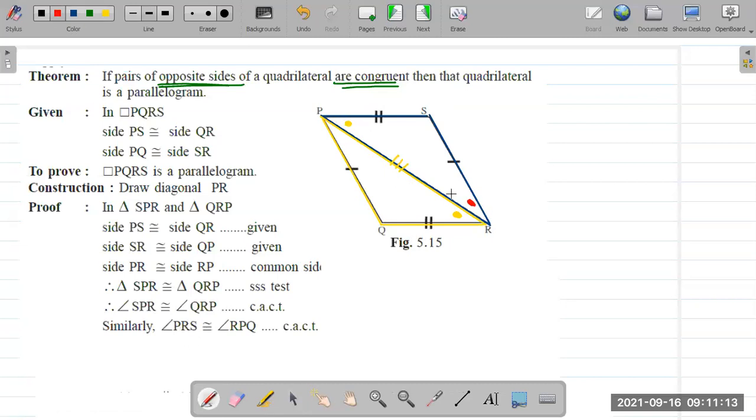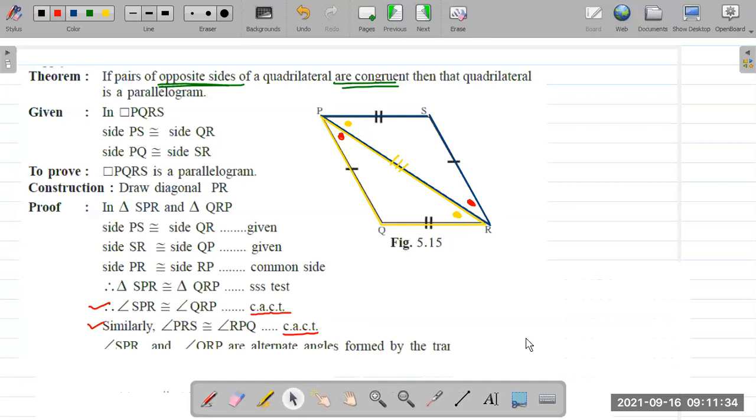Likewise, we can say angle PRS, this angle, is equal to angle RPQ, this angle. So these two pairs can be proved by CACT, corresponding angles of congruent triangles. So we have proved that these two pairs of angles are congruent. Now we are going to use which property? We use the alternate angles property. So we see that Z formation, the alternate angles, they are equal.